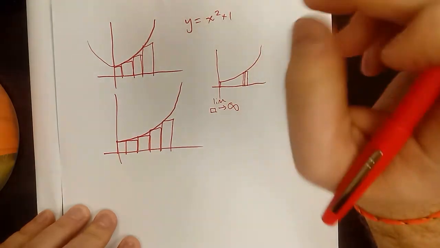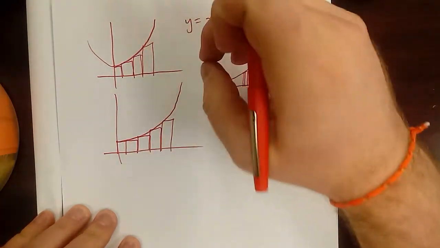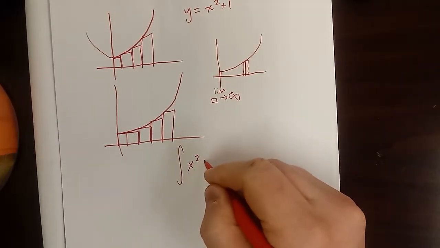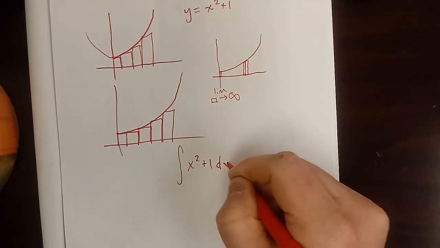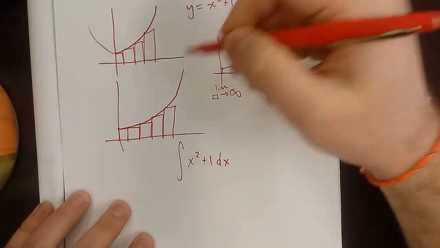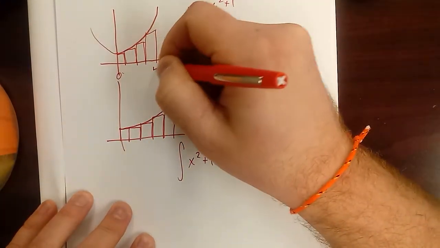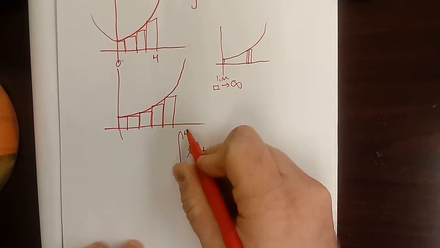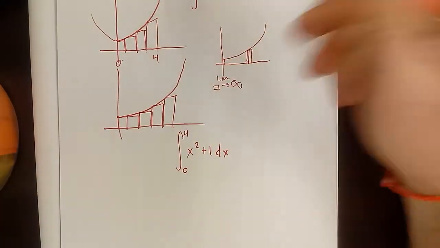In reality, the infinite rectangles that this adds up to is called the definite integral. So if we want the area underneath this curve from 0 to 4, we take what's called the definite integral from 0 to 4. And so we put these bounds on here.